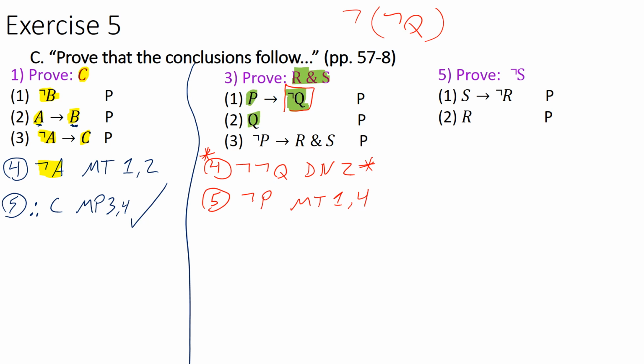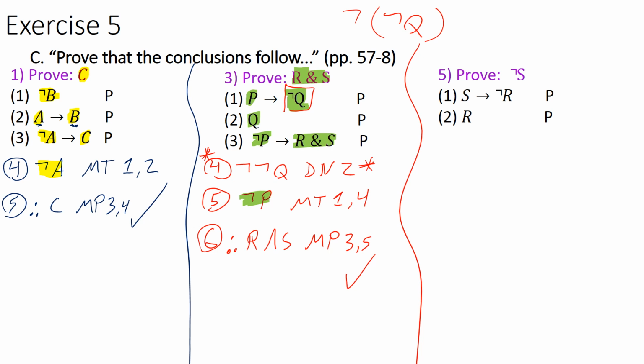But since we know that not P is the case, we could affirm the antecedent on that conditional, line 3, to get the consequent R and S. And so for line 6, therefore, R and S by modus ponens, lines 3 and 5. And that concludes that proof.